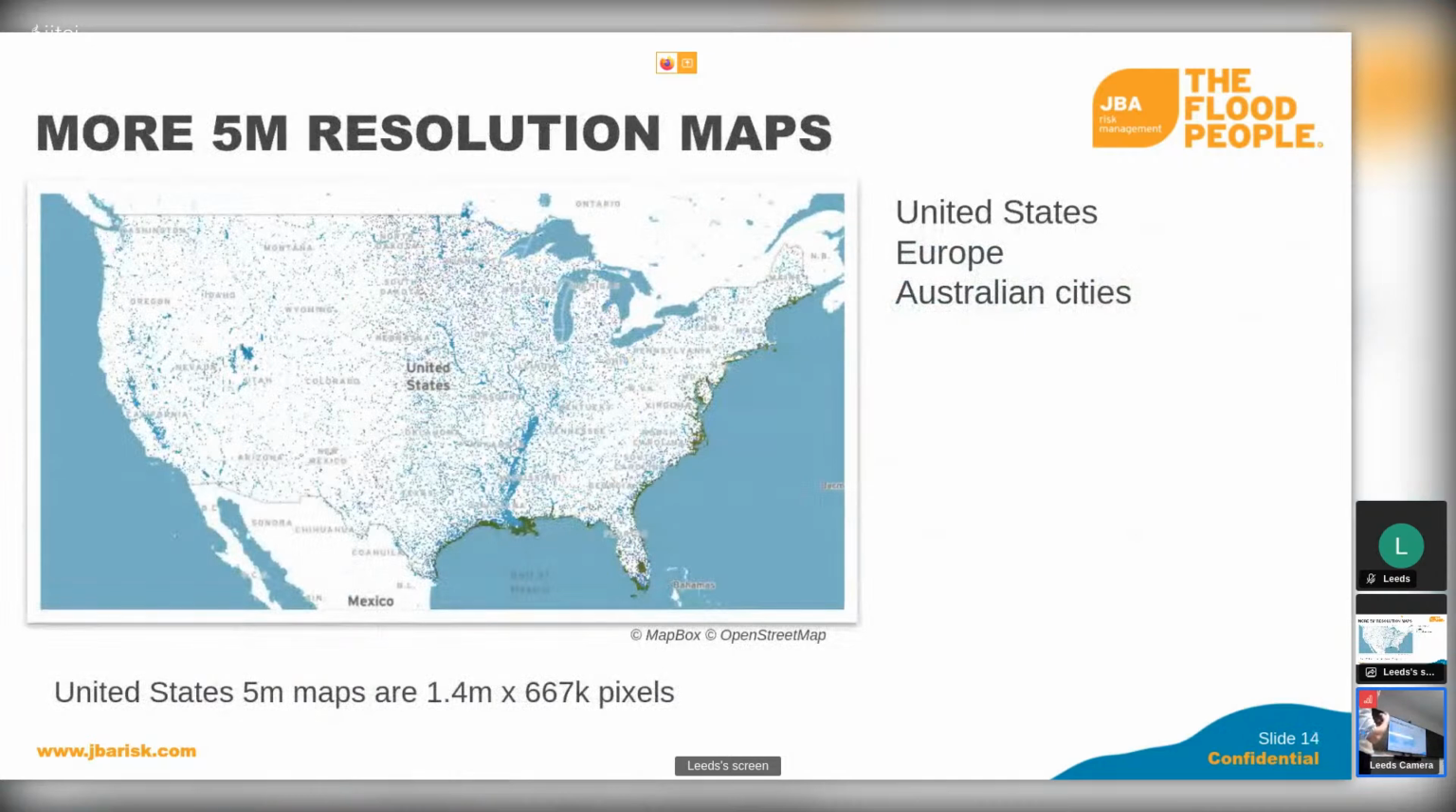And we have since moved on to more 5-meter resolution maps. The latest one is the US, and again, that's a similar size to the globe at 30-meter resolution. We've got the 3 different flood types that I mentioned earlier, but we also have 5-meter resolution in Europe and Australian cities too. So those are the data sets that we work with.